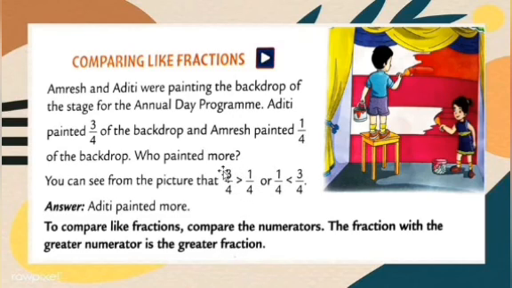We have to check only the numerator, means the upper digit, not the down digit. See, is 3 bigger or 1? 3. Means we have to put the greater than sign or the less than sign. So the answer is Aditi painted more. Aditi painted 3/4 and Amrish painted 1/4. 1 is small and 3 is bigger. We check only the numerator, the upper digit, not the denominators.